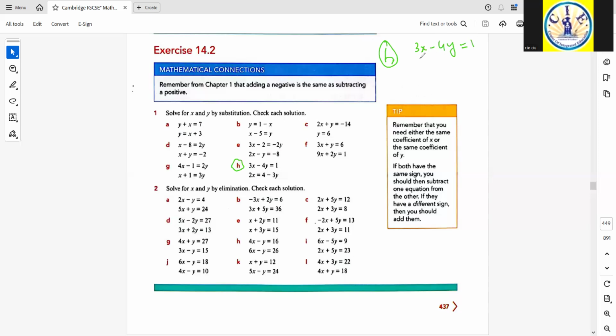Let me have the value of x from here. That will be (4y plus 1) whole divided by 3. Now this value of x may be replaced or substituted in the other equation. Substituting in equation number 2.